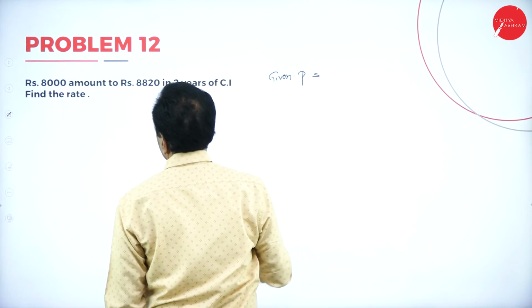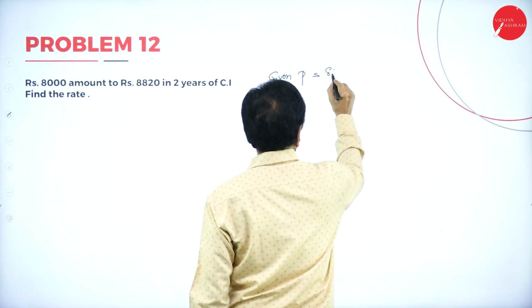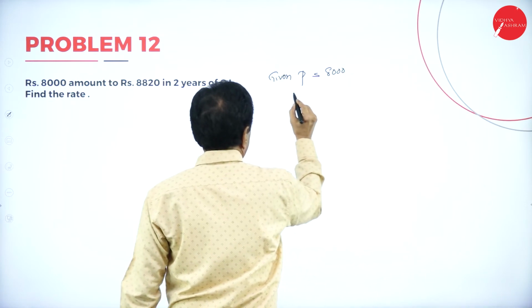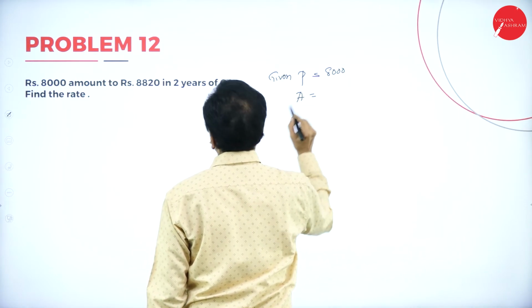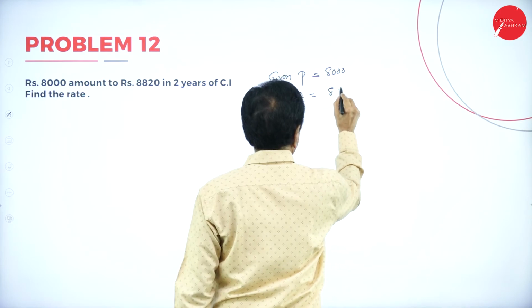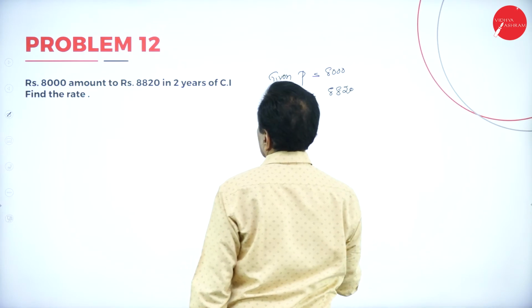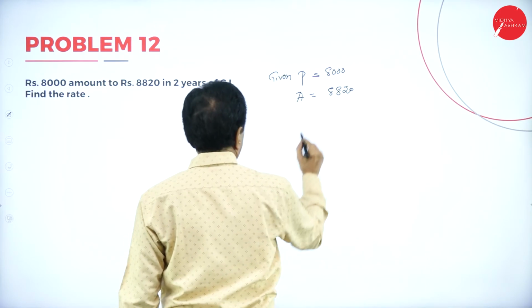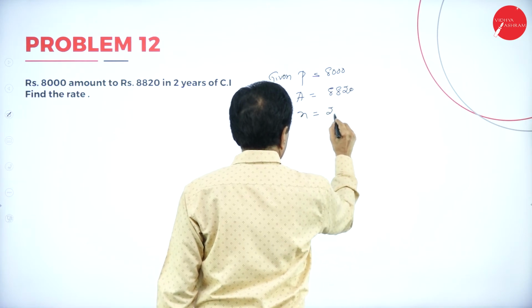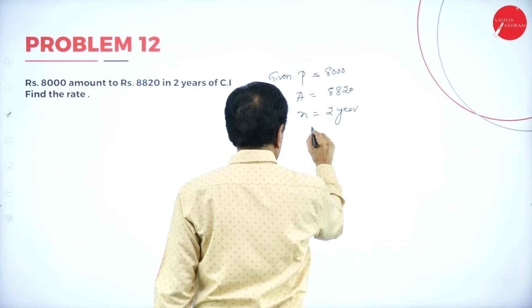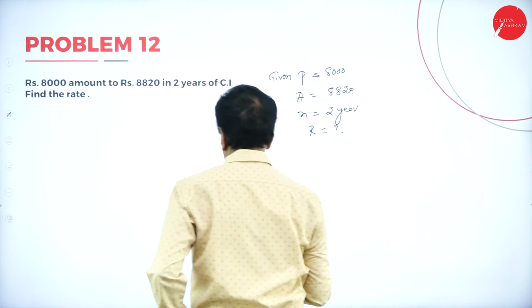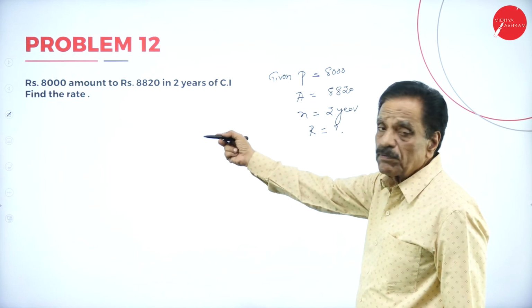P is equal to 8,000. A is equal to 8,820. N is equal to 2 years. R is equal to what? Question mark. This is a common question from the question paper.